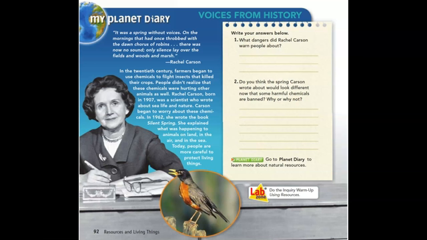Number 2 says, do you think the spring Carson wrote about would look different now that some harmful chemicals are banned? Why or why not? Well, I'd say that, yeah, probably it would look different. She read about how there was no sound, that nothing was happening. You didn't get to hear the birds. I'd say that probably the animals and plants would have returned by now. It's been from 1962 to 2020, however many years that is, over 50. The animals probably would have returned, but that's just my opinion.